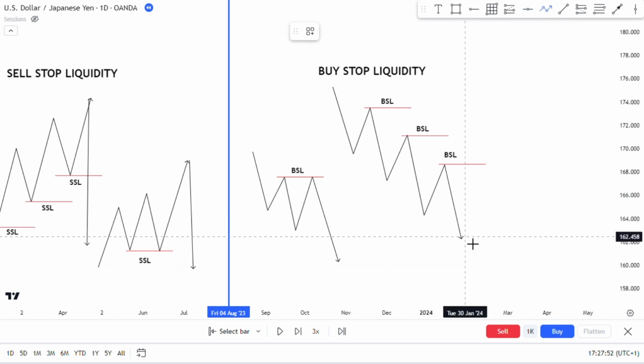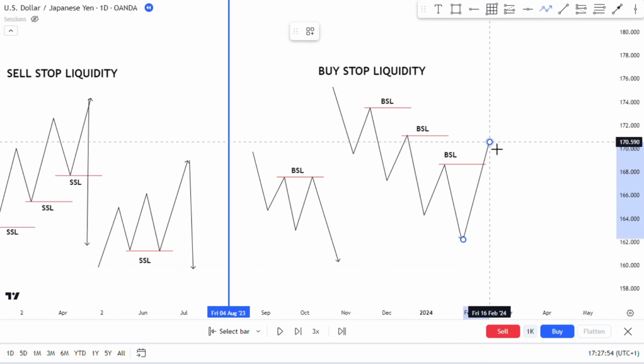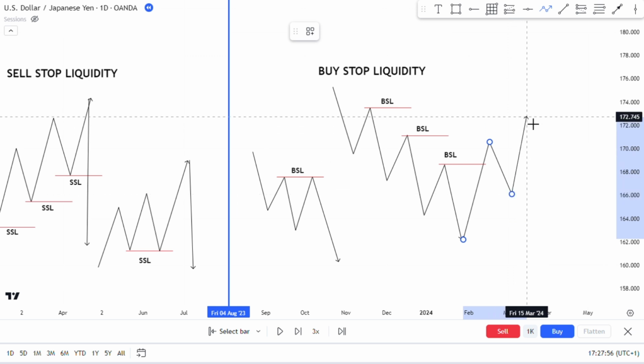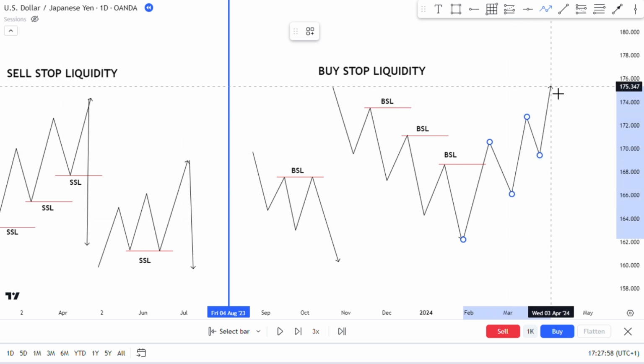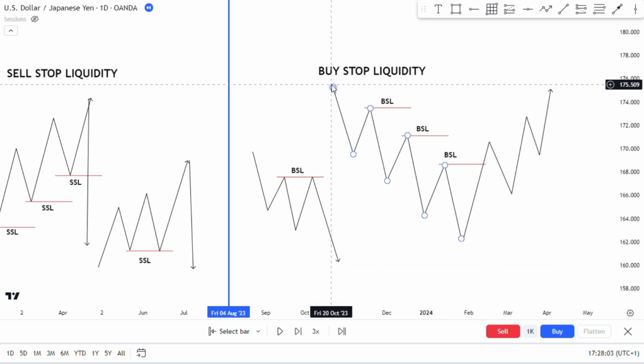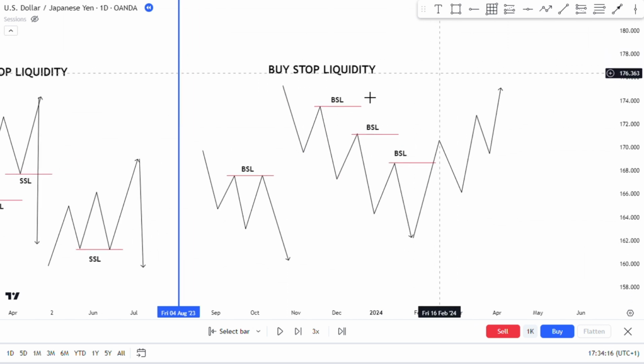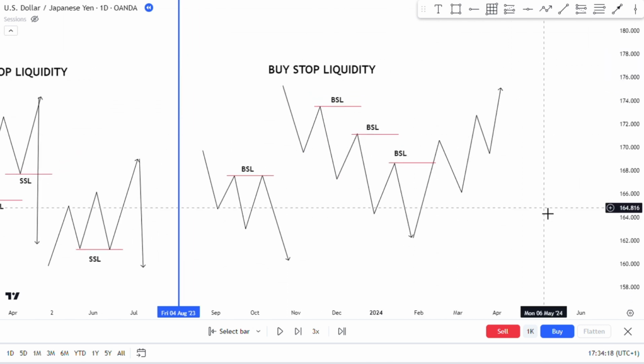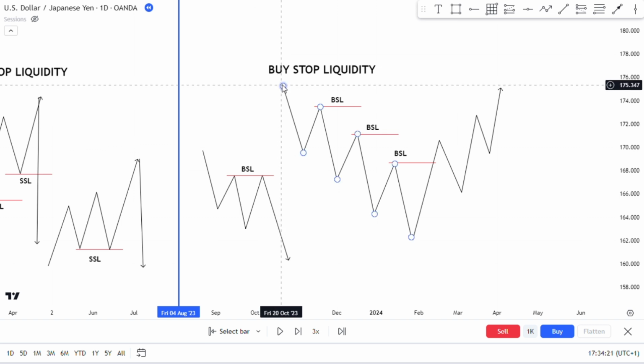Price is going to do something like this, tap out this liquidity and then retrace a little bit, then tap out the second one and then retrace a little bit, then tap out the third one. So it's not every single time that price is going to tap out the last one. It all depends on what higher time frame is saying. So for example, if the higher time frame bias is going on a bearish direction, you're not expecting price to go above this particular high.